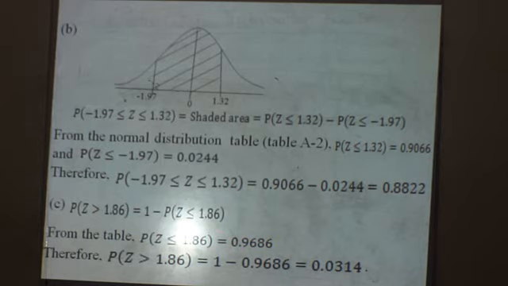So we are going to subtract this 0.9686 from 1, and that is what is given here. In effect, we end up getting 0.0314, which means that the probability of Z being greater than 1.86 is equal to 0.0314.